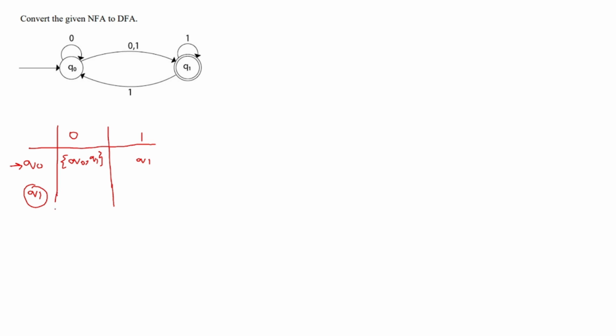The same way, Q1 when applied with 0 goes nowhere, so we represent it with an empty set phi. And Q1 when applied with 1 is self looping and also going to Q0, so it is Q0, Q1. This is the NFA transition table. We have to convert this table into a DFA. For that, we will also start doing the transition table side by side. This is for the DFA.